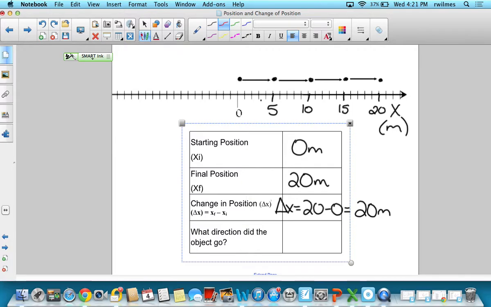What direction did it go? Well, you can see from our velocity arrows that we're pointing to the right. And we've established in this class that to the right is a positive direction. So in this case, again, our object is traveling in a positive direction.